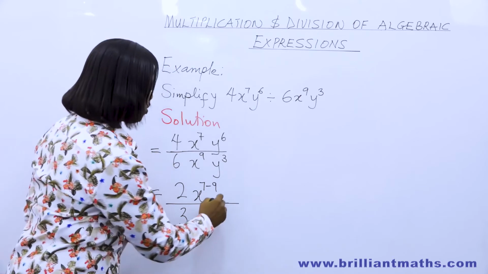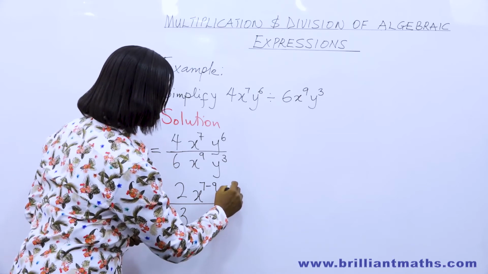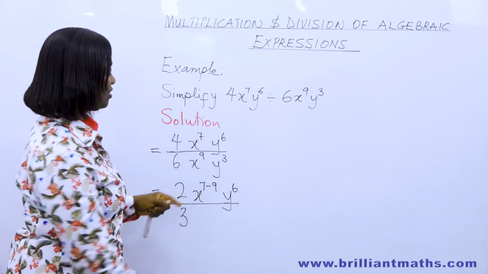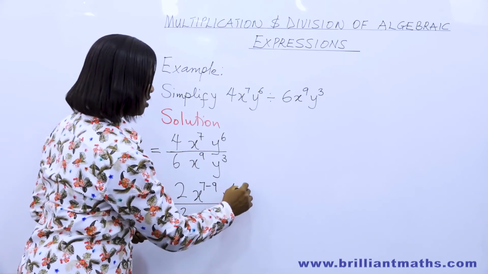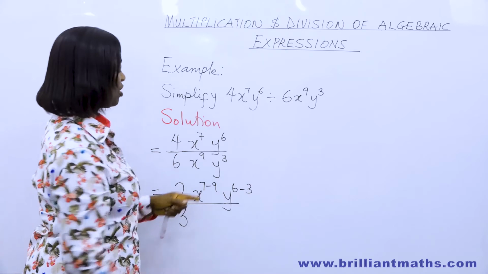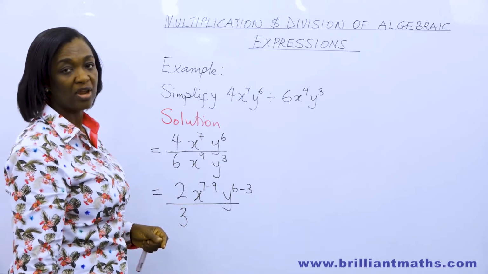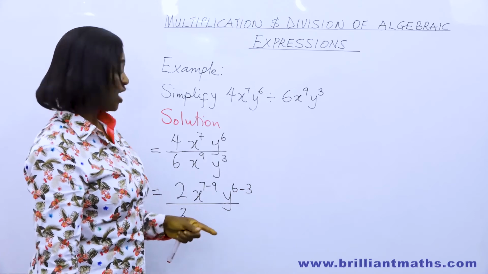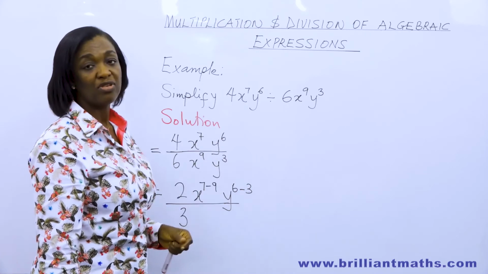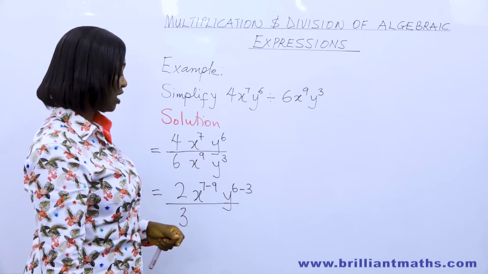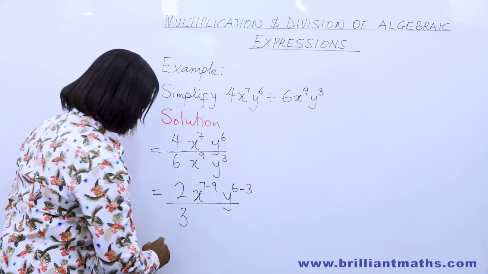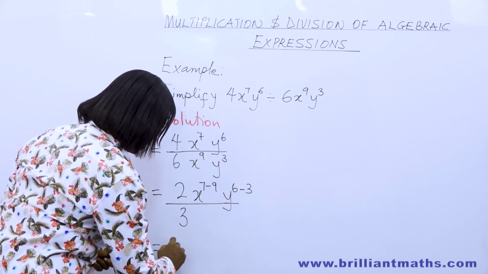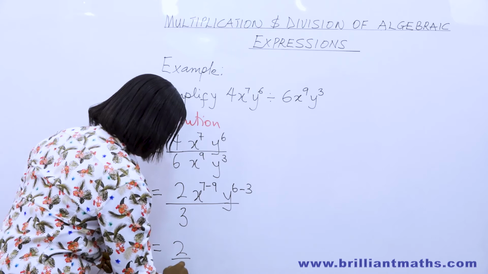And we have y to the power 6 take away 3, because at the bottom we have y to the power 3. We have y multiplying itself 6 times on top and y multiplying itself 3 times at the bottom. How many will be left? So this will give us 2/3.